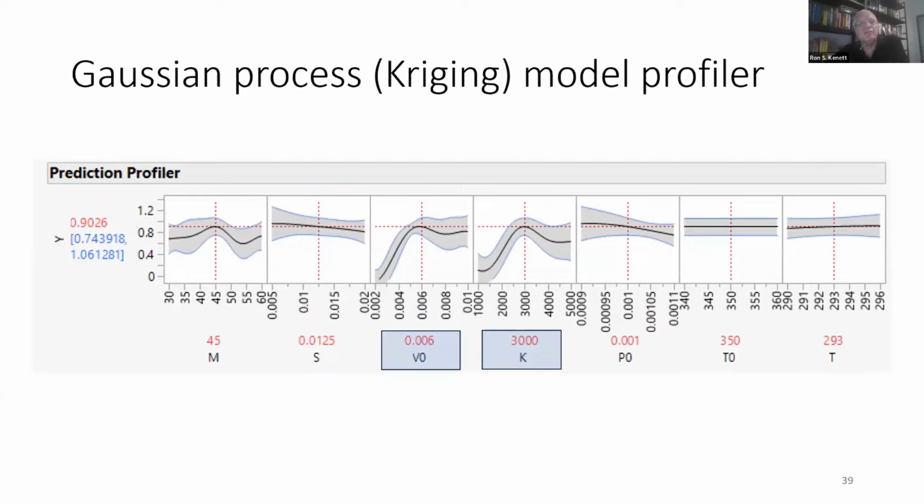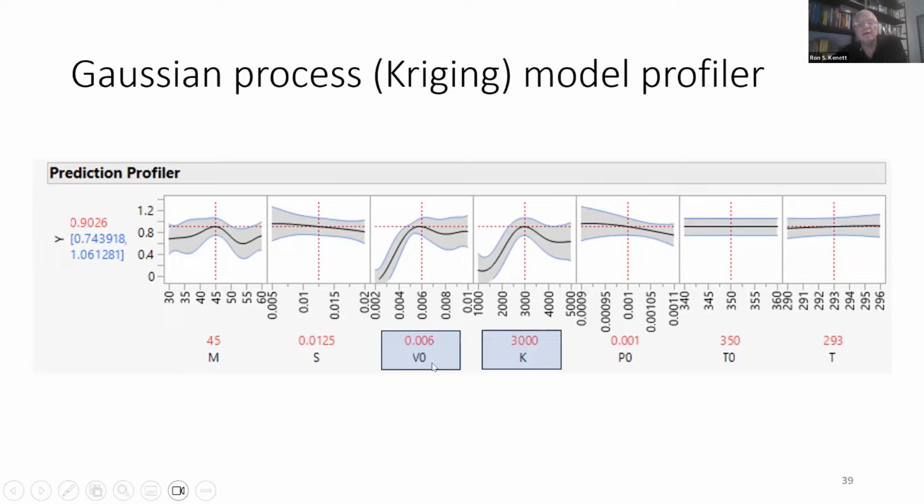In JMP, you have a profiler. This is a prediction profiler that is dynamic, so you can move this dotted line left and right and see how it affects the cycle time. The blue values indicate the confidence interval around the red value. So for this setup in the center location of the 7 factors, we have 0.9 with 0.74 to 1.06, 95% confidence interval.